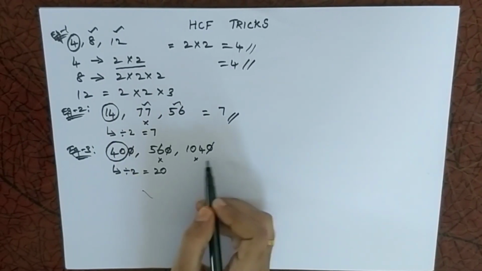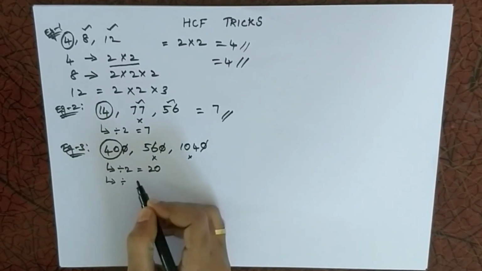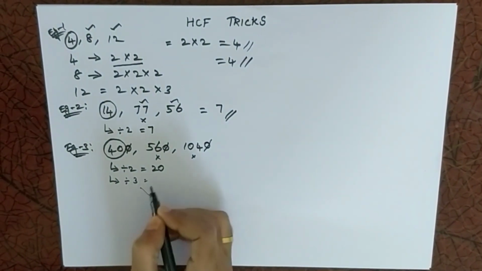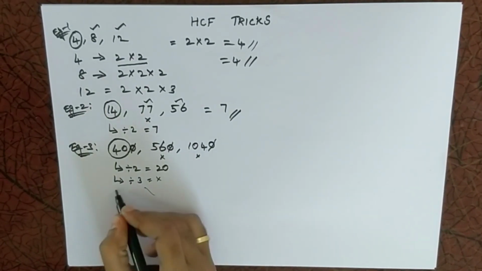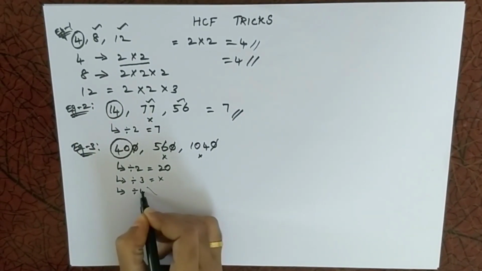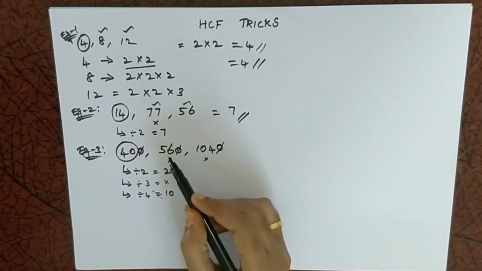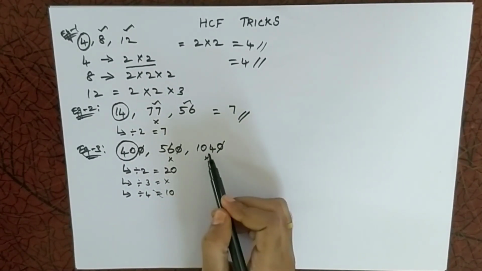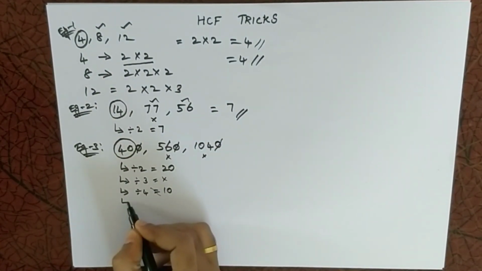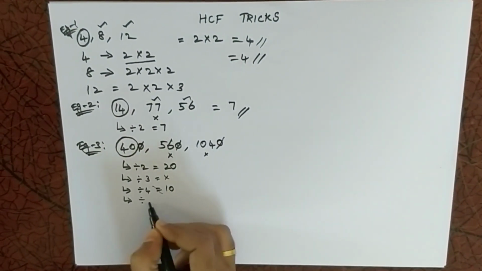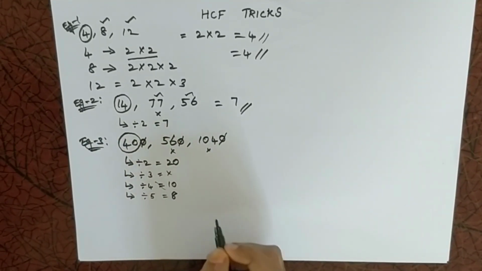Again, it is not divisible by the other 2 numbers. So we have to divide by 3. But if you divide by 3, we will not get a whole number. So we can ignore this. Again, we have to divide by 4. So we will get 10 as the answer. So we have to check whether 10 is divisible by all the other numbers. But it is not divisible again. So we have to go to 5. If you divide by 5, you will get the answer as 8.